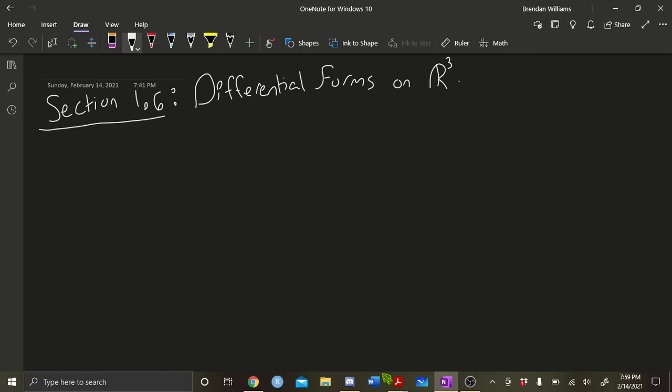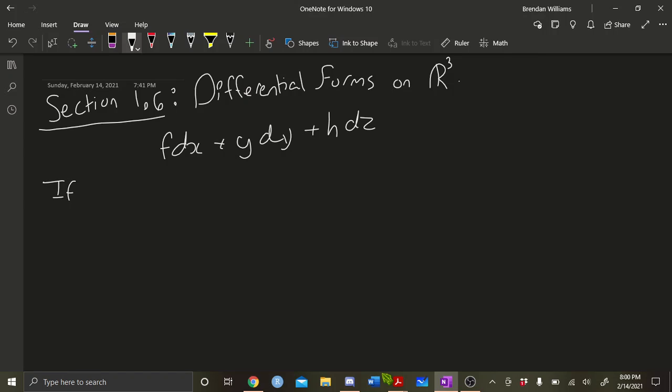Okay, so today's topic of interest is differential forms on R3, which corresponds to section 1.6. In section 1.5, we discussed one forms. A one form is defined to be an expression of the form f dx plus g dy plus h dz, where f, g, and h are all differentiable. So we're going to be looking at the more general differential forms on R3.